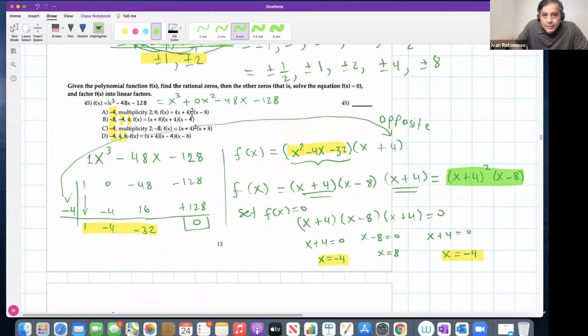Let's see. This one looks good. Negative 4 with multiplicity 2, and 8 when the multiplicity is 1, they don't write the multiplicity, right? And this is the full factorization. So we're talking about choice A, right? You follow, guys? Yeah, great.